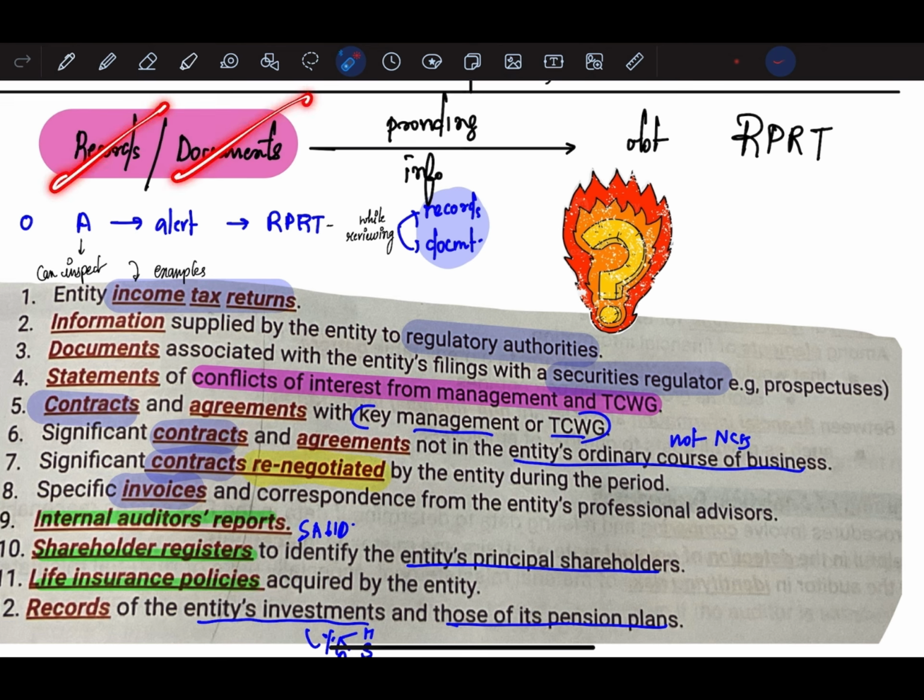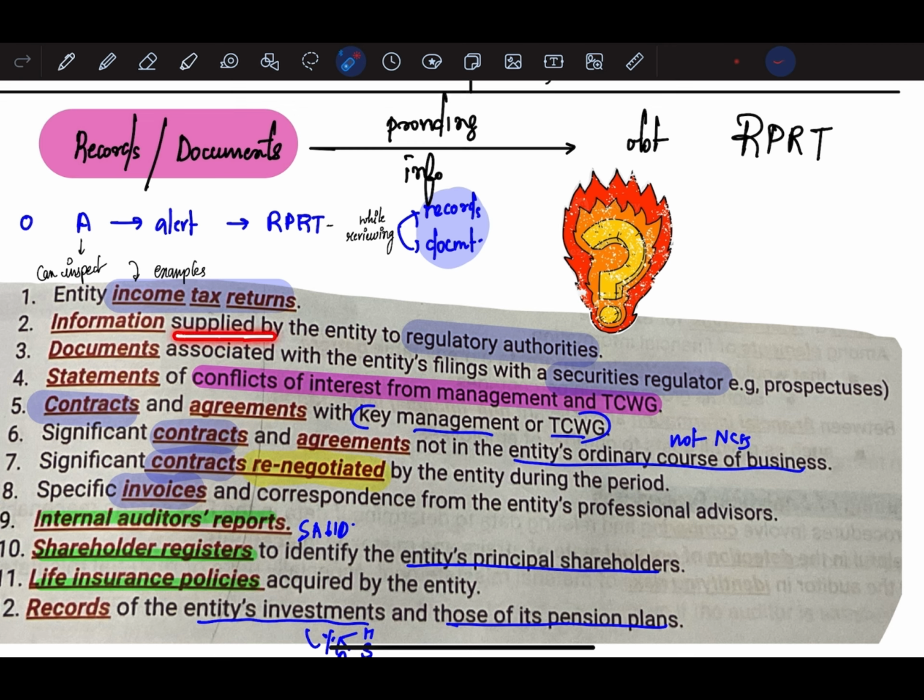So what are the records or documents which provide information about related party relationships and transactions? The auditor has to stay especially alert while reviewing these records or documents. So the auditor can inspect documents, and what are the examples of those documents? He can inspect many kinds of documents. Some of the examples are, first and foremost, the entity's income tax returns. So the auditor can inspect the entity's income tax returns.